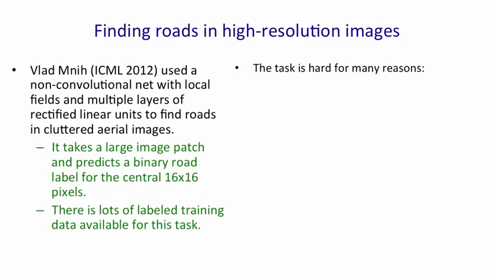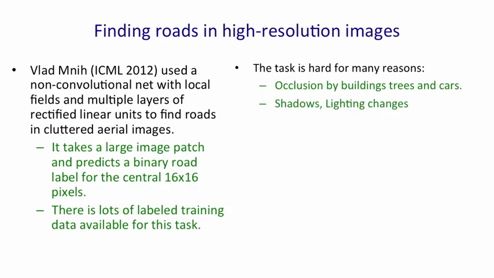Nevertheless, the task is very hard. There's the normal kind of vision problems, so roads are occluded by buildings because the plane isn't looking straight down when it takes the photograph. They're occluded by trees. They're also occluded by cars that are sitting on the road. There's shadow effects from buildings. There's major lighting changes, depending on whether it's a sunny day or a cloudy day, for example. And there's minor viewpoint changes.